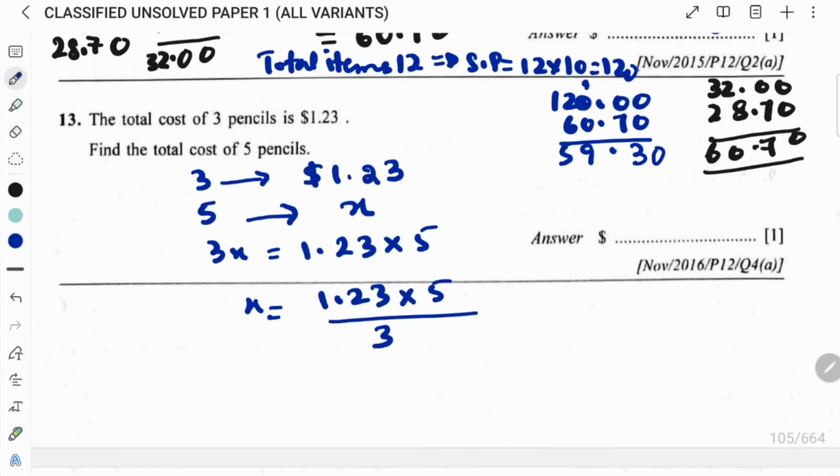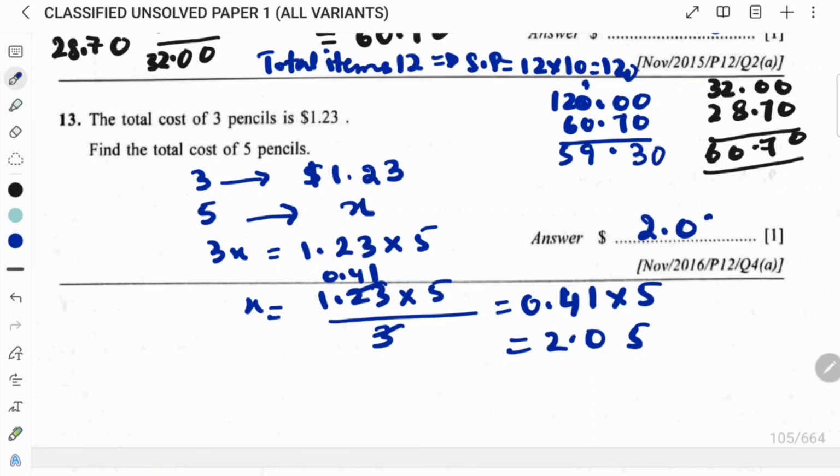So 3 times 4 is 12, and it is 0.41. Now 0.41 times 5. All right, so we are multiplying: 5 1s are 5, 5 4s are 20, and 2 decimal places. 2.05 is the answer. I've explained a lot, like where you put the decimal, each and everything. I've already explained the calculation of decimals: subtraction, addition, multiplication, and division.